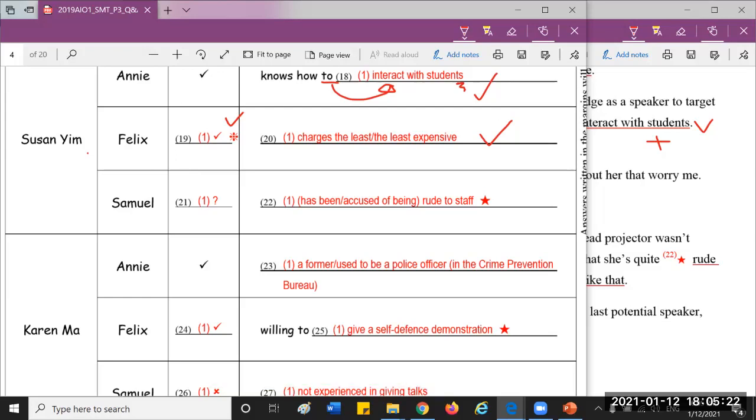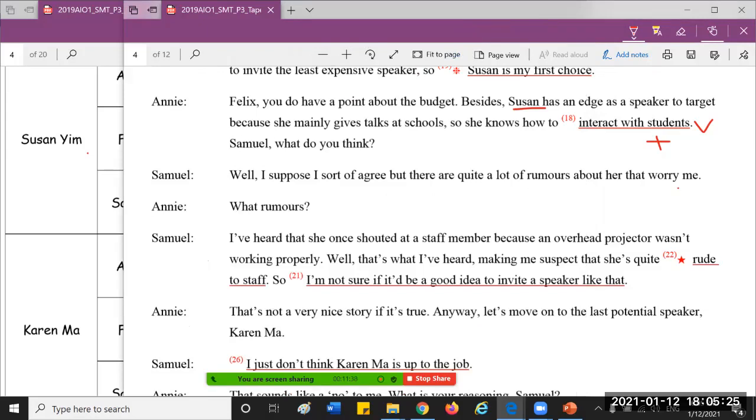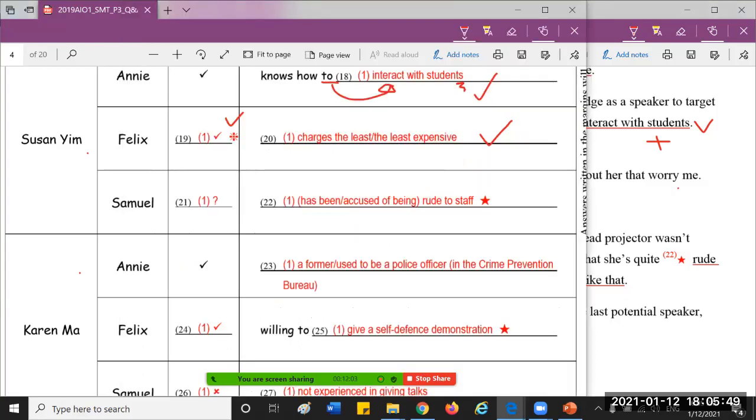Okay, moving on. All right, so here Samuel said, rude to staff. Who is rude to staff? Oh, okay. It's Susan, right? Susan is the rude person. Rude to staff? I'm not sure. So when it's not sure, it's a question mark. I'm not sure, it's a question mark. So here, rude to staff, tick, and we put a question mark for Samuel.